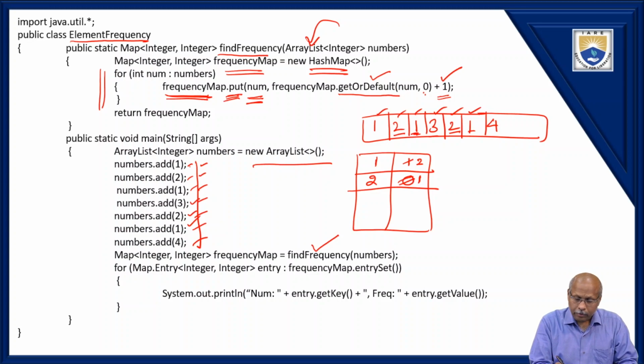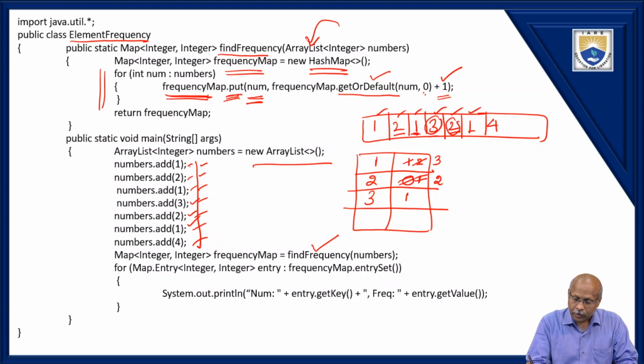Next time, 3. When 3 comes, 3 is not there. So 3, default value 0 plus 1, so 1. And again 2. 2 is already there. This value plus 1. So 2. Next 2 or now 1. 1 is already there. Take the value. So 2. This becomes 3.